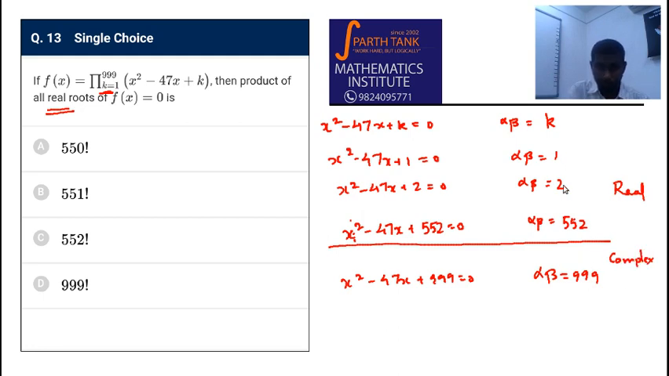Therefore, the product of all the roots is this product into this product into, so 1 into 2 into 3 up to 552, which is 552 factorial. Option C. So be careful about where it becomes real and where it becomes complex.